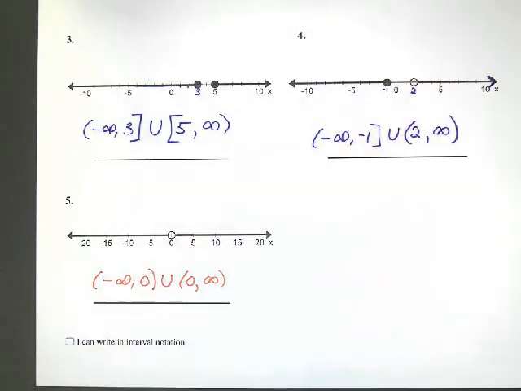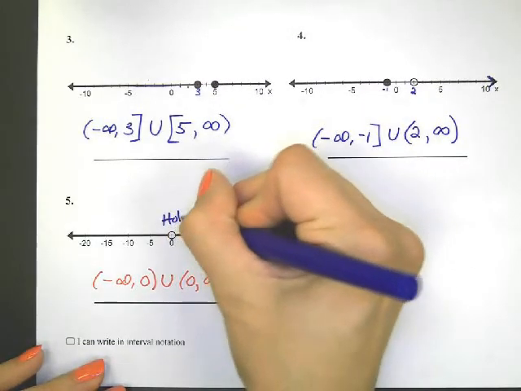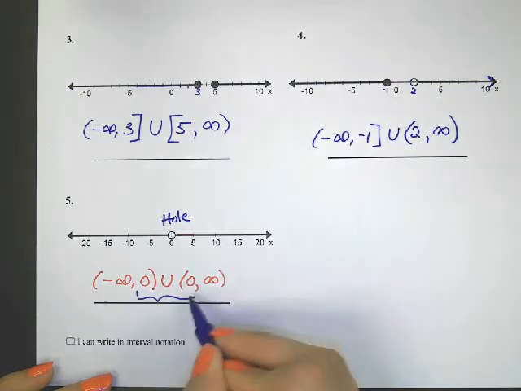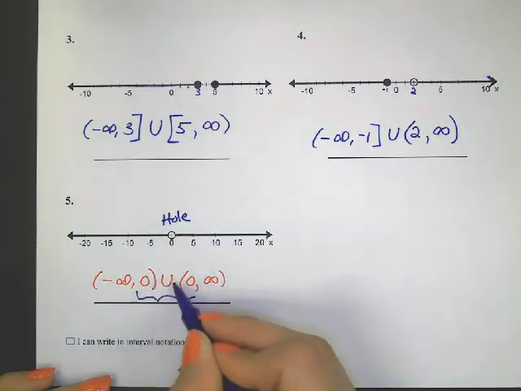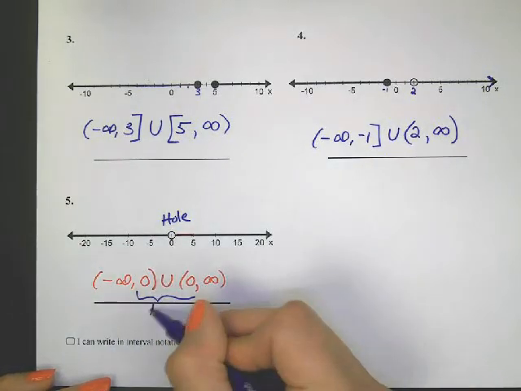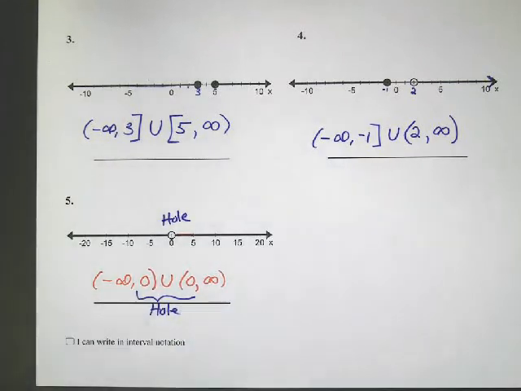So the question is, how do I state a hole? A hole is when you use the number, don't include it, start again at that same number with parentheses, and that is how you state a hole.